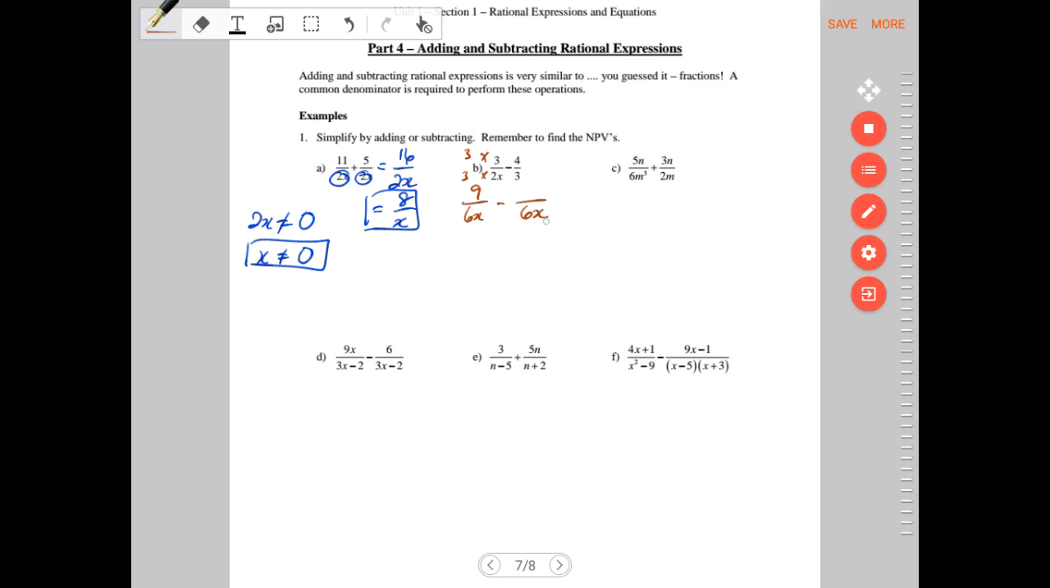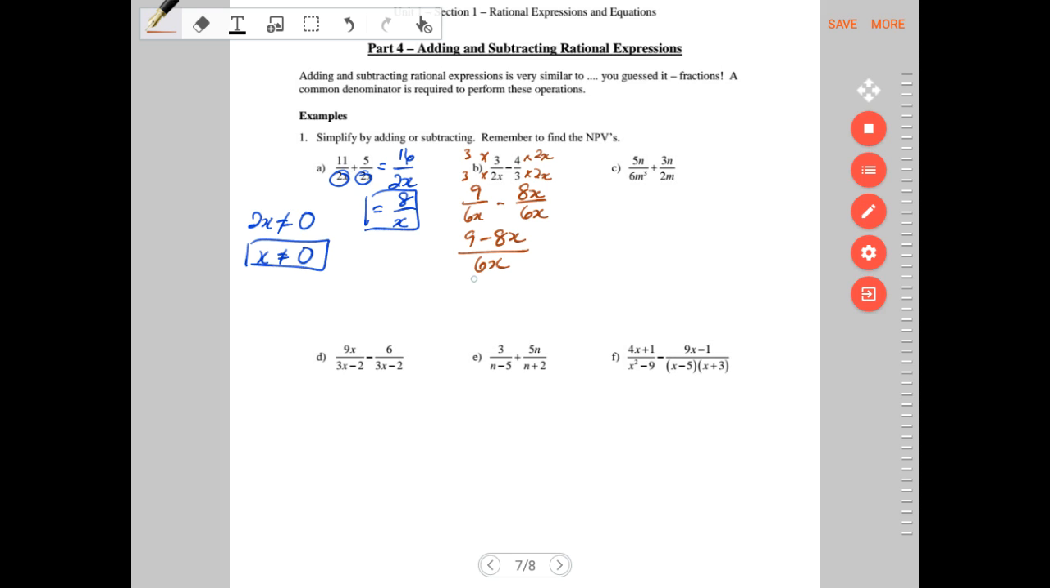To get 3 to become 6x, I would have to multiply it by 2x. So if I multiply the bottom by 2x, I must do the same to the top. So 4 times 2x is 8x. Now that the bottom is the same, I can subtract the tops. Because they're not like terms, I just write 9 minus 8x all over 6x. Do not simplify anymore from here because this is a binomial on the top. The only thing that simplifies it is another binomial. 6x is a monomial, so I am done.